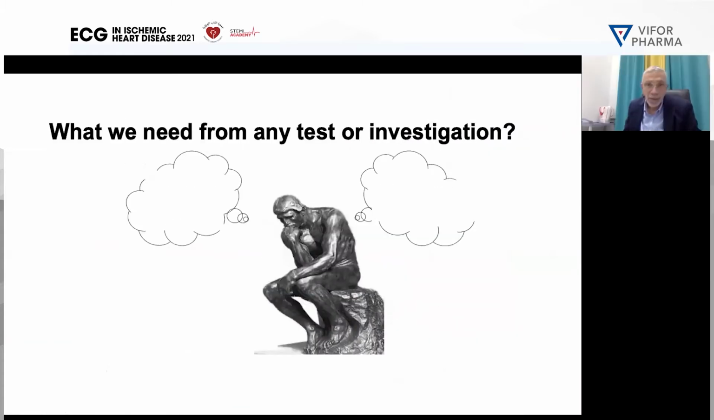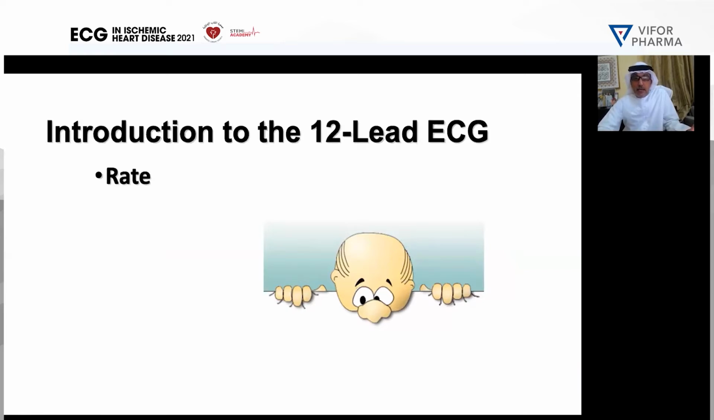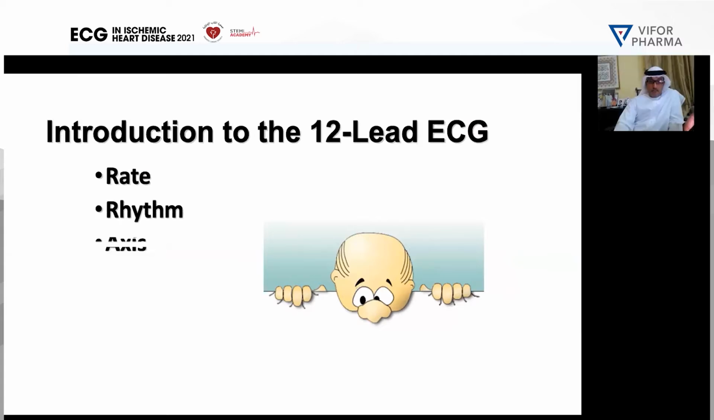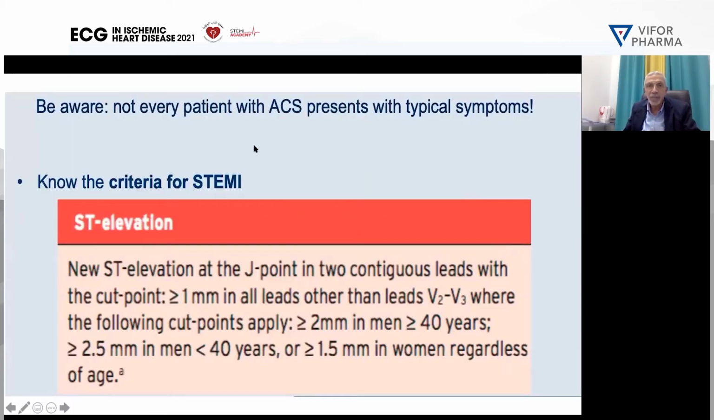Yes. Okay. So I have to go quickly for this because of time. So just go as every time. Quick. First we have to know the rate, rhythm, axis, interval, segment, and others. What does others mean? Bundle branch block or any other abnormality, or any ischemia, or prolongation of the QT interval. So if you put this scheme in your mind, the rate, rhythm, axis, interval, segment, others, your brain will automatically see the ECG.